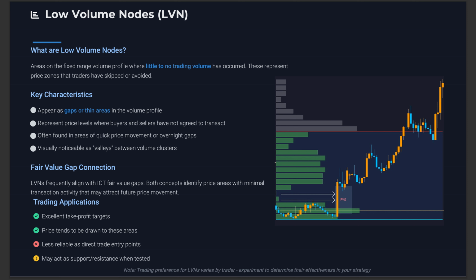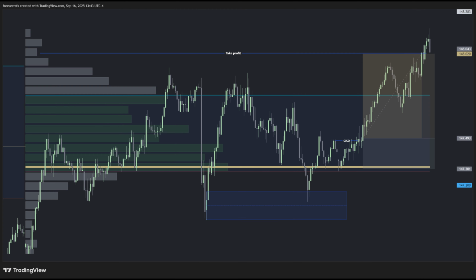Like HVNs, I personally don't prefer taking trade entries from LVN levels. However, they make excellent take profit targets. When you're managing a winning trade, LVNs give you logical areas to take profits before price potentially reverses.